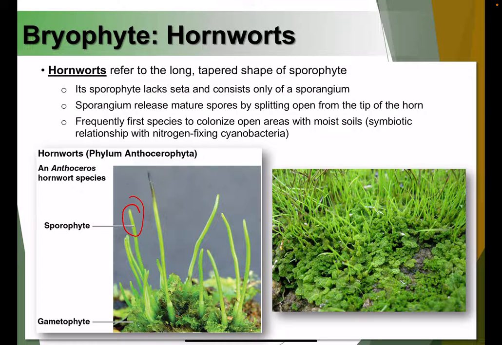Hornworts are usually the first species to colonize open areas with moist soil of any sort, which is why I say you will find them somewhere on Earth just walking around, because they can easily colonize an open area. And why they like moist soil and can so easily colonize open areas is because they have a symbiotic relationship, which means that they benefit each other, with nitrogen-fixing cyanobacteria.